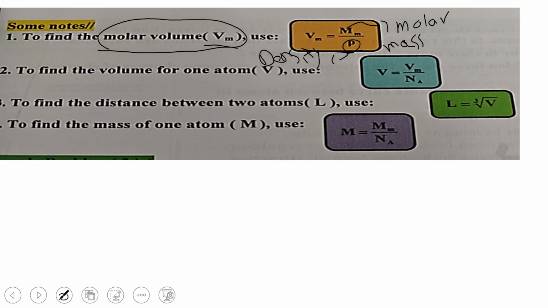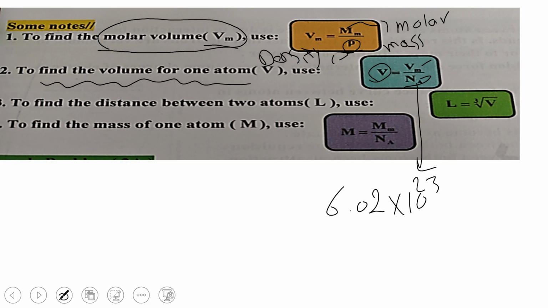Rule number 2, to find the volume of one atom. So there are two rules of volume, do not mix them. The first one is molar volume, but this one is just to find the volume of one atom. V equals Vm over Na. This Vm is the molar volume, and Na is called the Avogadro number, which is always 6.02 times 10 power 23.